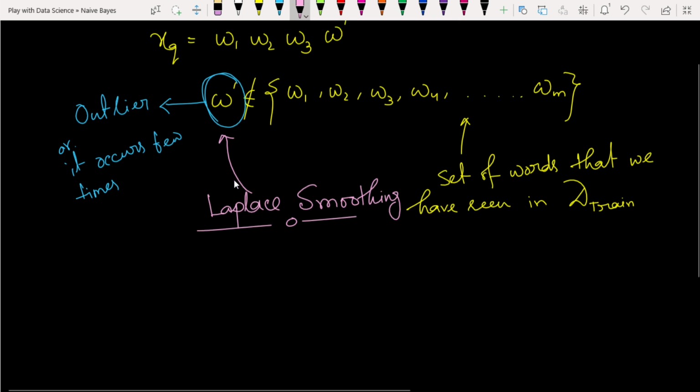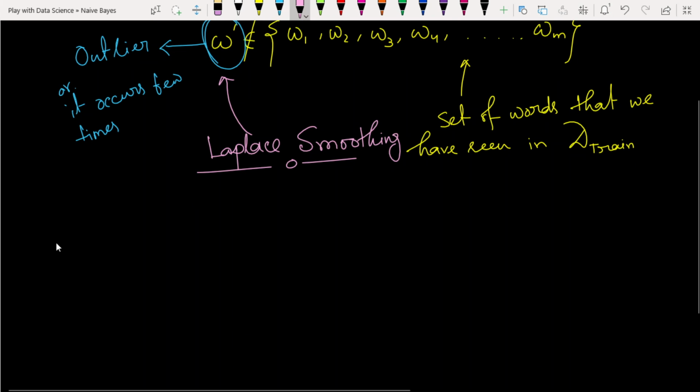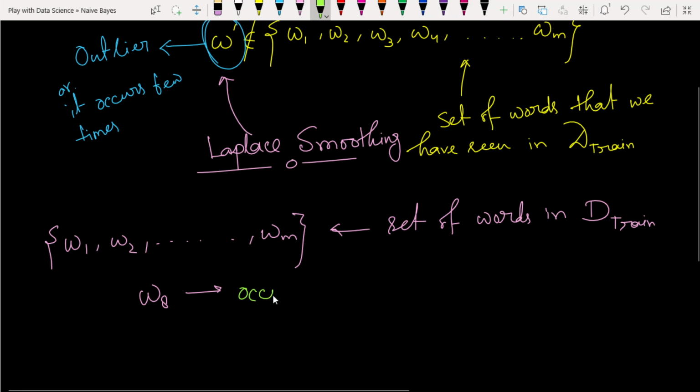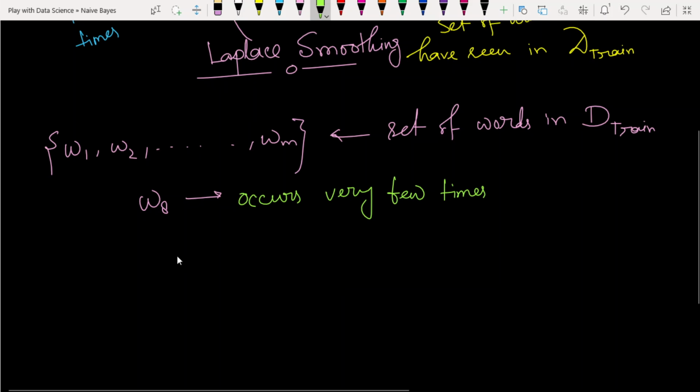Now suppose our training data set is w1, w2 to wm. This is the set of words in our Dtrain data. Among these words, suppose w8 occurs only a few times, very few times. Suppose this word occurs only 2 times, very few times.